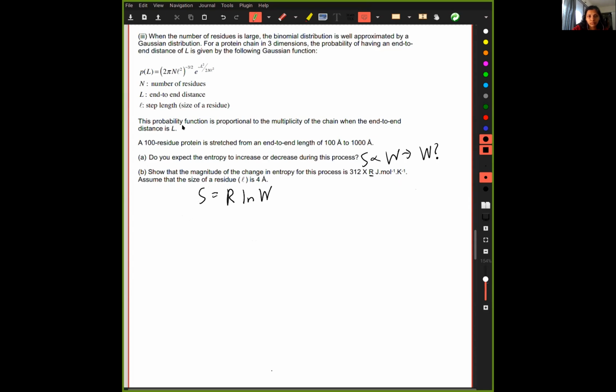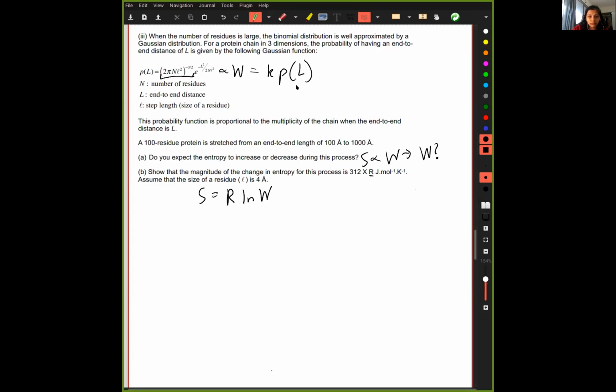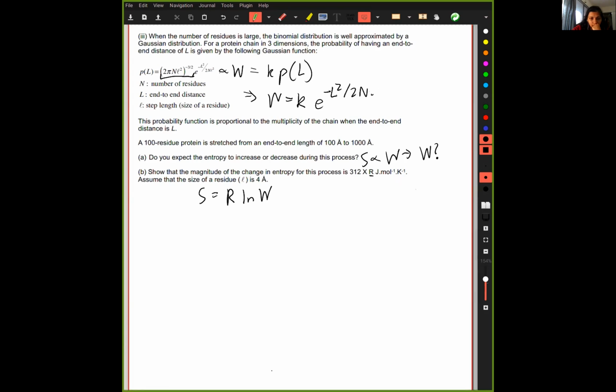So for the multiplicity, it's given that the probability function is proportional to the multiplicity of the chain. So if this is proportional to W, then we know that all of this is just a constant term. So we can just write that W is equal to some constant k times probability as a function of L. And we can rewrite that further, ignoring all the constant terms, as W equal to some constant, I'll call it k again for convenience, times e to the negative L squared over 2nl squared.